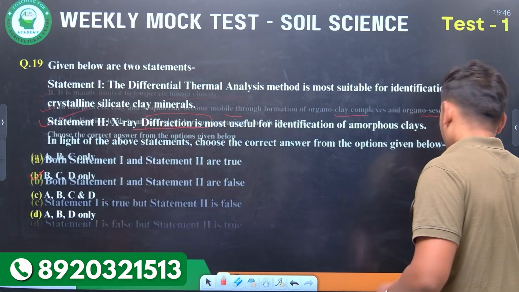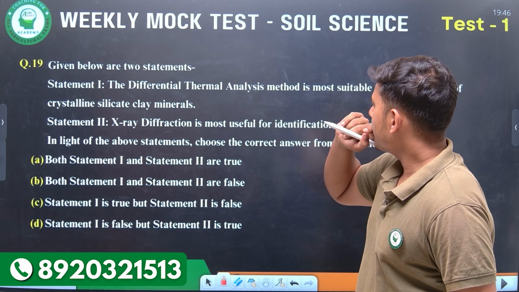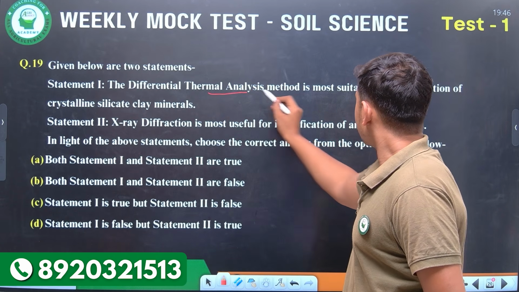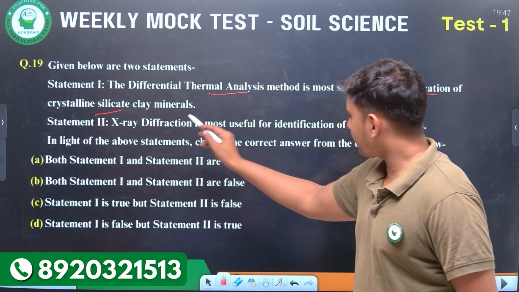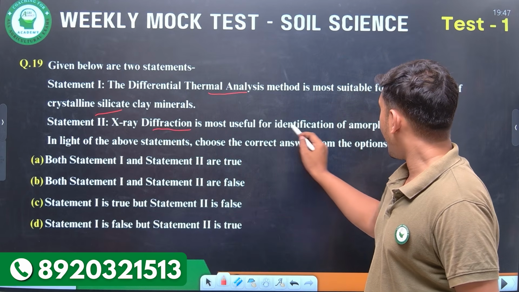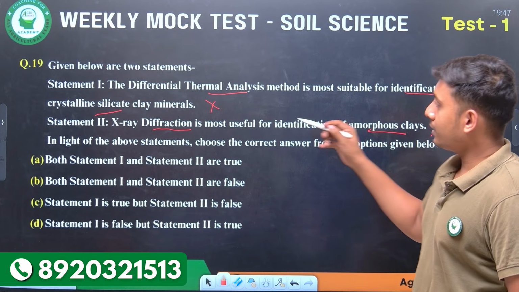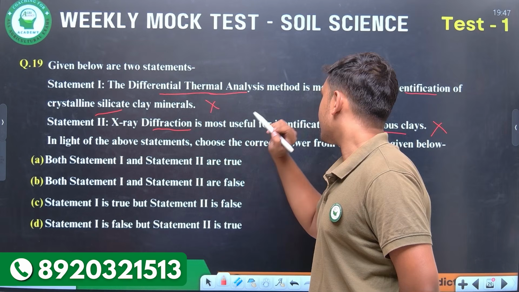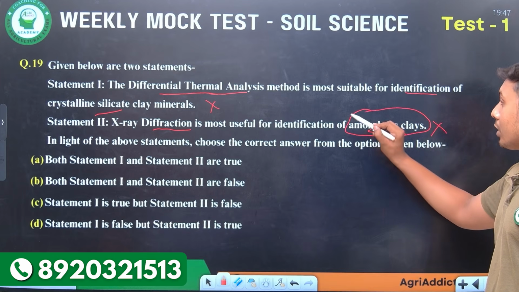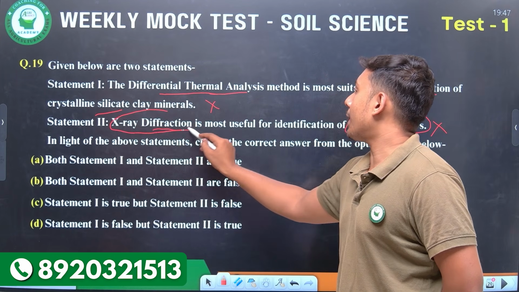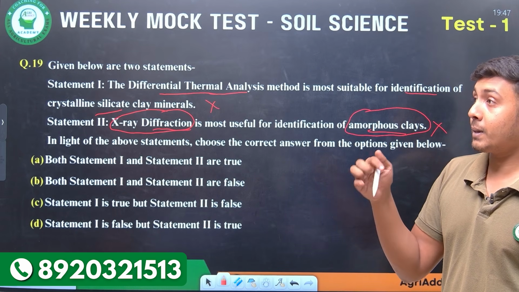Okay. Next comes, given below are two statements. Statement 1 is the differential thermal analysis method is most suitable for identification of the crystalline silicate, and statement 2 is X-ray diffraction is most useful for identification of the amorphous clay. Both are wrong. Actually, DTA, that is differential thermal analysis, is used for the identification of amorphous clay, because X-ray diffraction cannot be used for amorphous clay, because there is no such surface that can be judged by the X-ray.